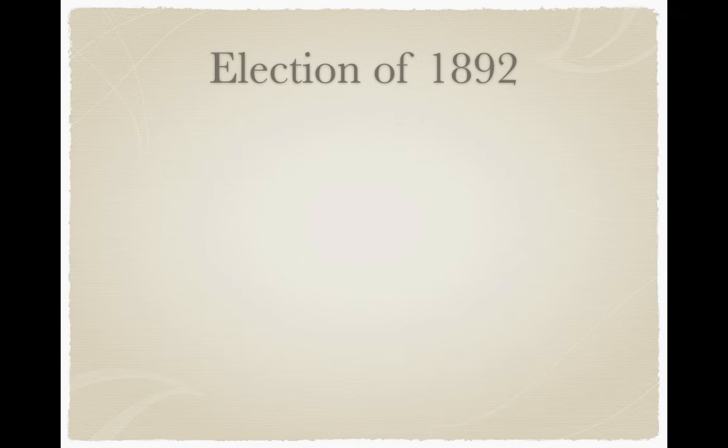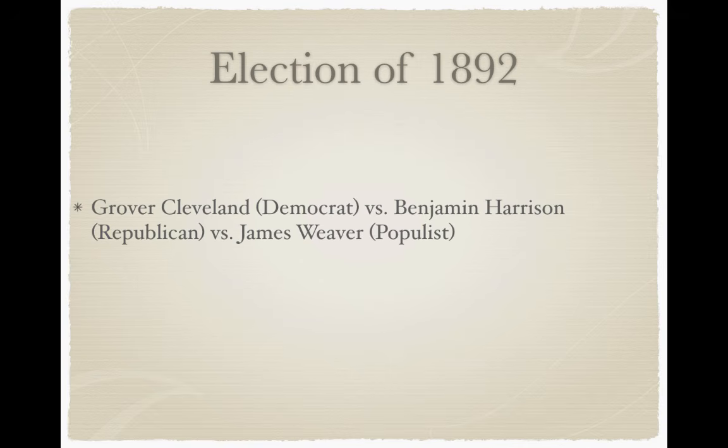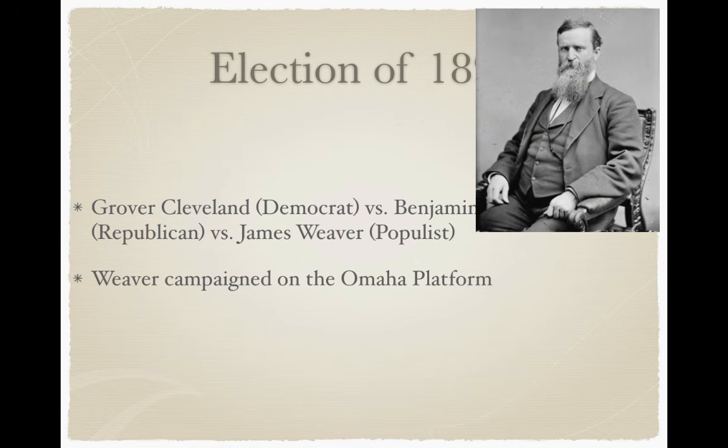All right, let's talk about the election of 1892. We have Grover Cleveland, he is a Democrat, versus Benjamin Harrison, a Republican, and also James Weaver, a Populist. And here is James Weaver, and he campaigned on that Omaha platform we just talked about.